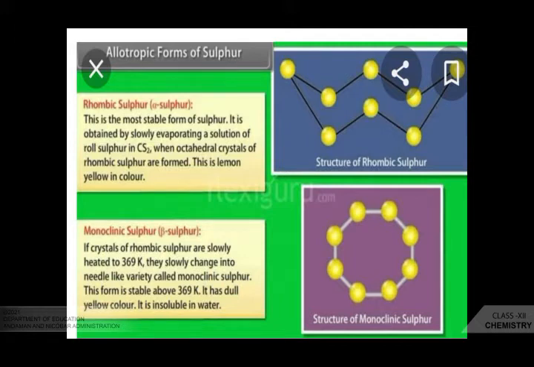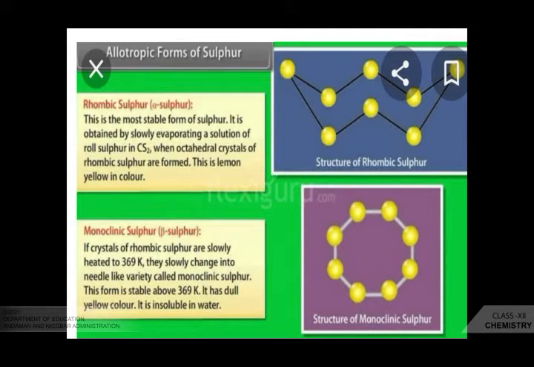Out of these two, monoclinic and rhombic sulfur, rhombic sulfur is the most stable form of sulfur, and it is obtained by slowly evaporating a solution of roll sulfur in carbon disulfide. Rhombic sulfur is soluble in carbon disulfide. When octahedral crystals of rhombic sulfur are formed, they are lemon yellow in color.